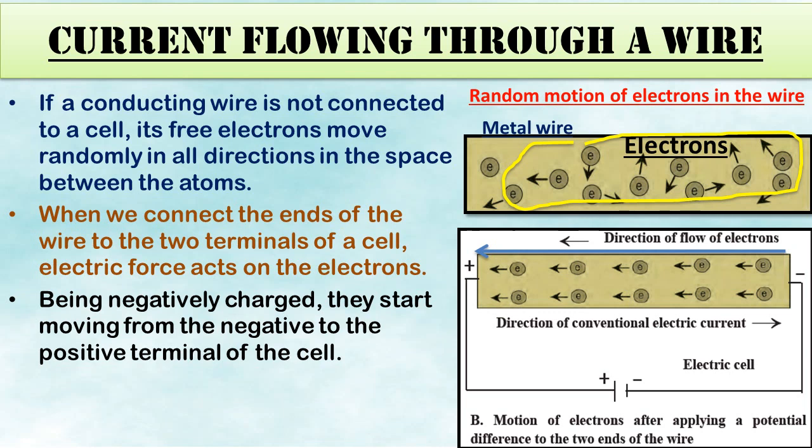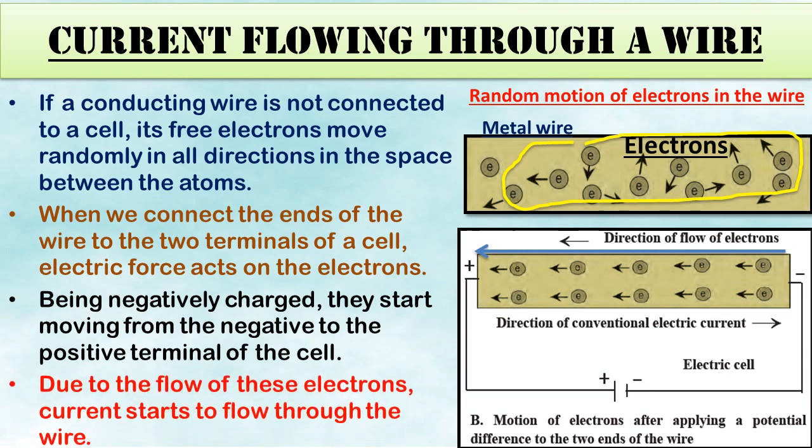And student, due to the flow of these electrons, current starts to flow through the wire. So when the electrons flow from the negative terminal to the positive terminal, or from lower potential to higher potential, the current starts flowing through the wire or the conductor. This motion of electrons is irregular, but there is a definite non-zero value to their average velocity.